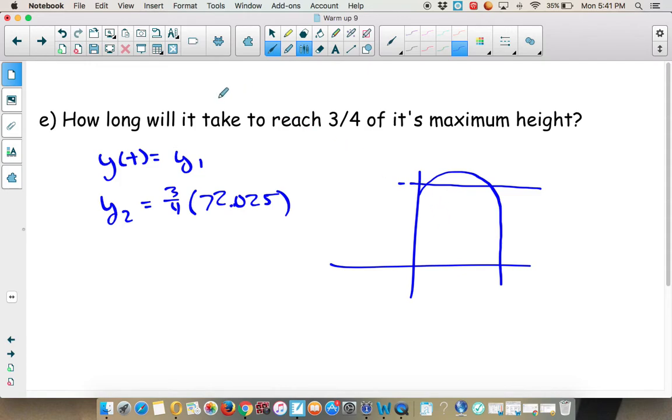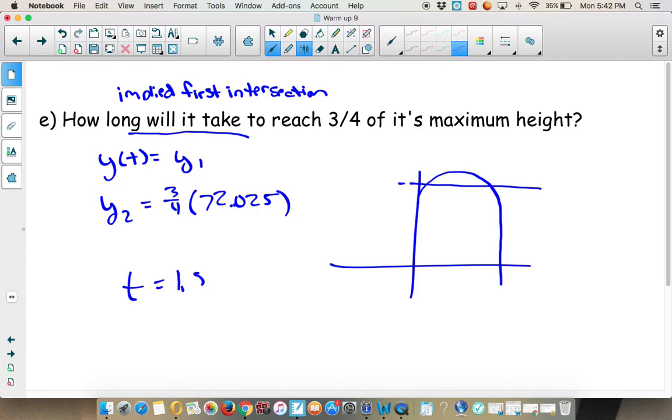Now, notice it says, how long will it take? There's two different ways of asking this question. It is implied by the wording of this that this is the first intersection. It does reach 3/4 of its maximum height on 2 occasions, but it's just like a how long till we get home kind of question. It's when you first get there. That's what it's asking. And then that ends up being at a time of 1.583.